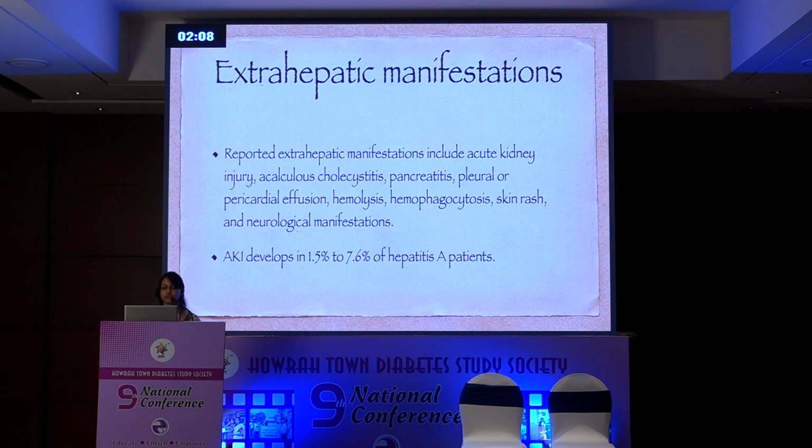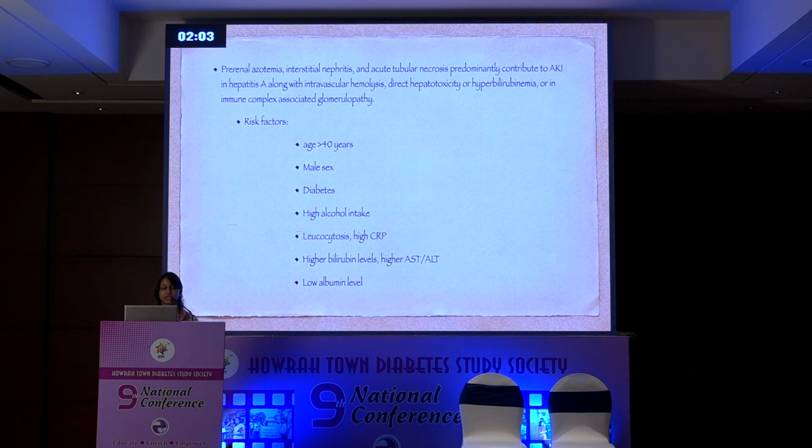AKI develops in 1.5 to 7.6% of hepatitis A patients. The mechanisms that predominantly contribute to AKI in hepatitis A can be pre-renal azotemia, interstitial nephritis, acute tubular necrosis, along with intravascular hemolysis, direct hepatotoxicity, hyperbilirubinemia, or immune complex associated glomerulonephropathy. To know the exact mechanism of AKI in Hep A patients, we need to do a renal biopsy, which was not feasible for our patient as it would not change any management. So we preferred not to do it.